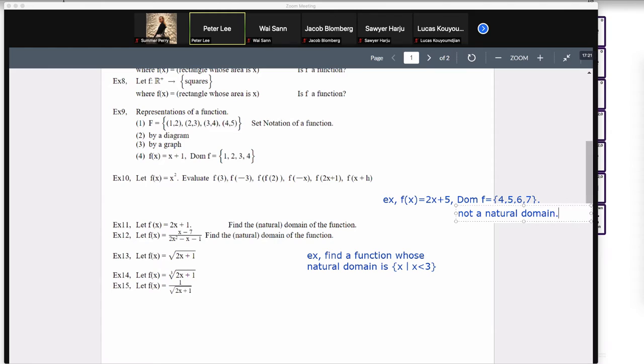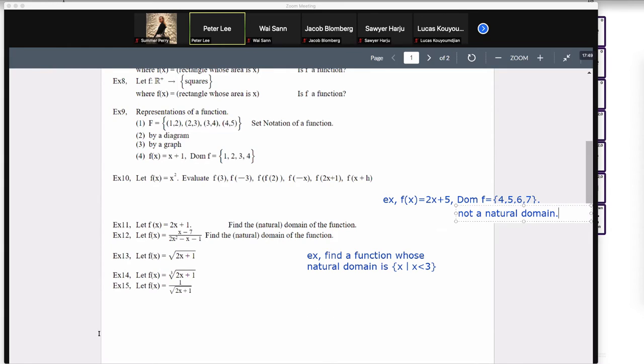Okay, is that clear? It is a domain, but this is not a natural domain, basically because this x can really be more numbers than the numbers specified here. So this is like an artificial domain or a limited domain, but it's not a natural domain. So now the question is, can you come up with a function whose natural domain is x, where x is less than 3, all the numbers less than 3?